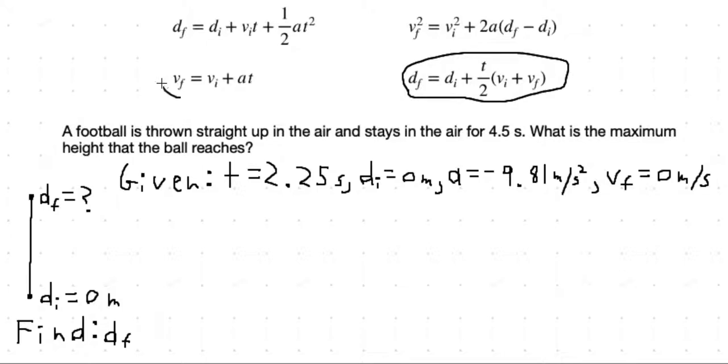So if we look at this equation here, we know vf, we know a, and we know t. That means we could solve for what vi is. So we solve for vi, and then we use the equation for df by plugging in vi from the first equation, whatever that result is, and then solving for df. So very similar to the last two problems. Let's do that. Let's start with the vf equals vi plus at equation.